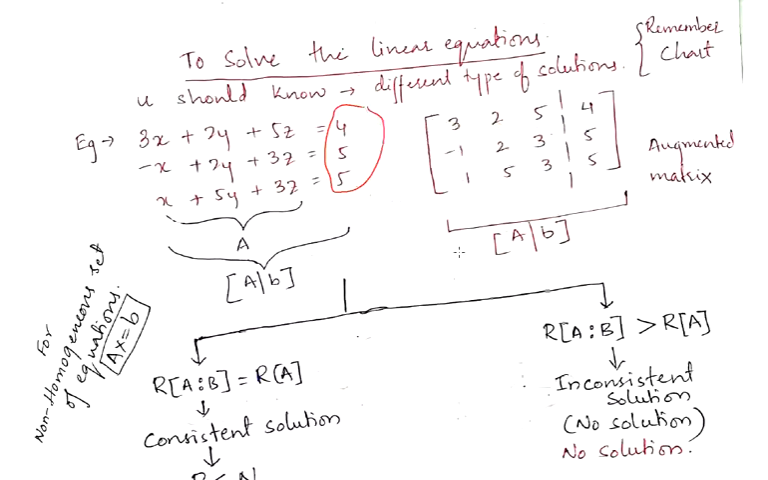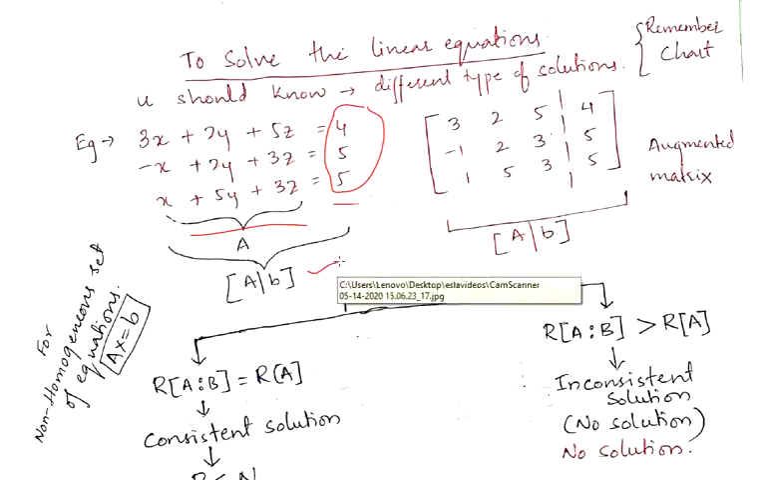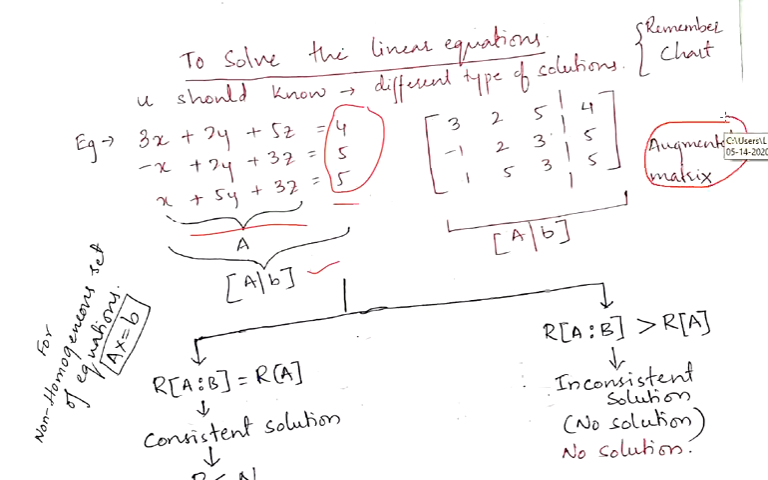If you use the coefficients of x, y, z and form a matrix, it is called matrix A. Suppose you can assume it. This is A, and if we include the RHS in the matrix also, it is called A slash B, which is nothing but the augmented matrix. I am just revising these things. Please remember this chart, very important. So this is called the augmented matrix.